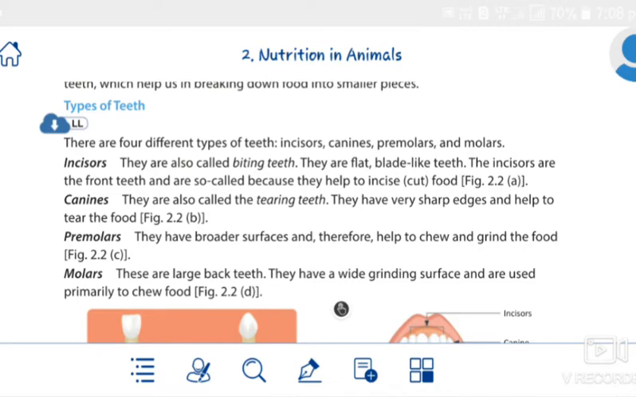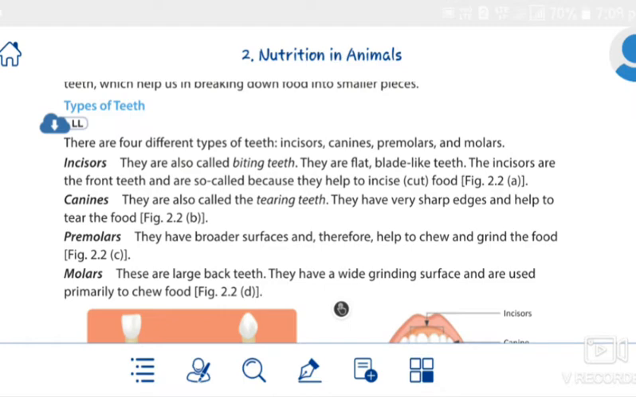And the fourth one is molar. These are called crushing teeth or grinding teeth. The remaining teeth in the jaw are also broad and flat like the premolars. These are the last 2 or 3 teeth on both sides of each jaw. They are referred to as the first, second and third molars. The third molar is called the wisdom tooth.